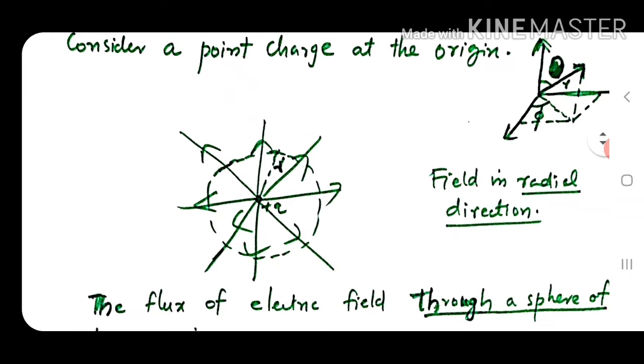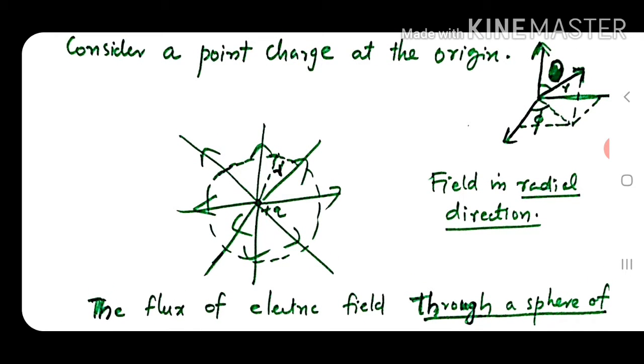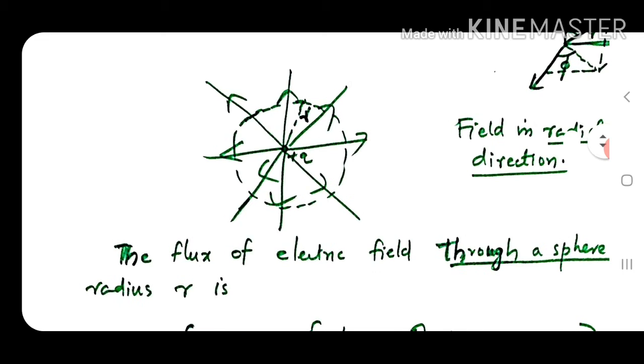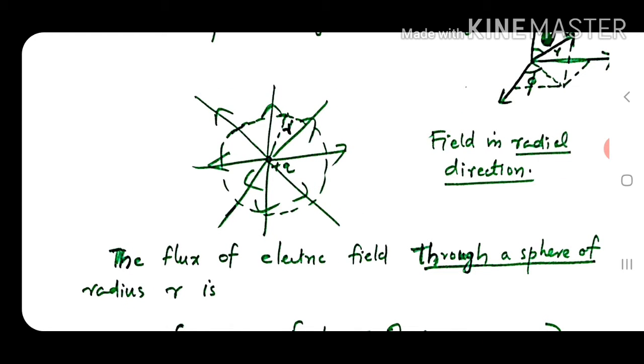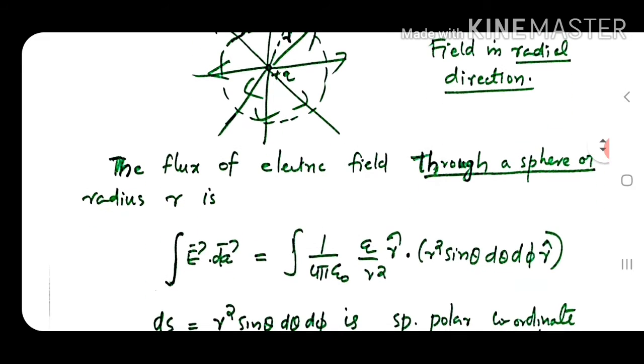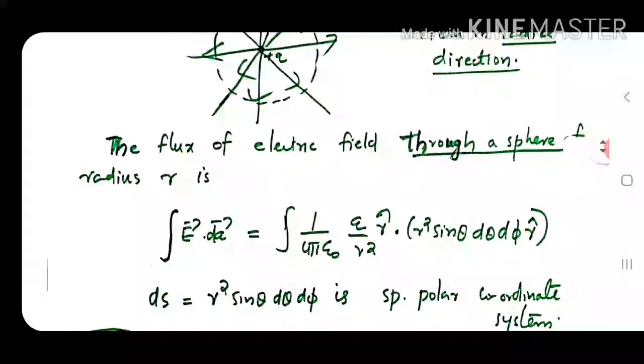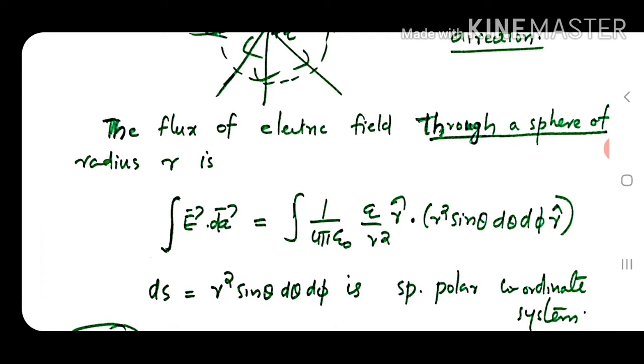Okay, so that is shown here, and we determine the flux passing through a sphere of radius r around this point charge. So we consider a sphere of radius r around the point charge, and we determine the flux of the electric field through this. We know the flux is given by integral over the surface of E dot dA. We have seen that the flux through any surface is given by that integral.